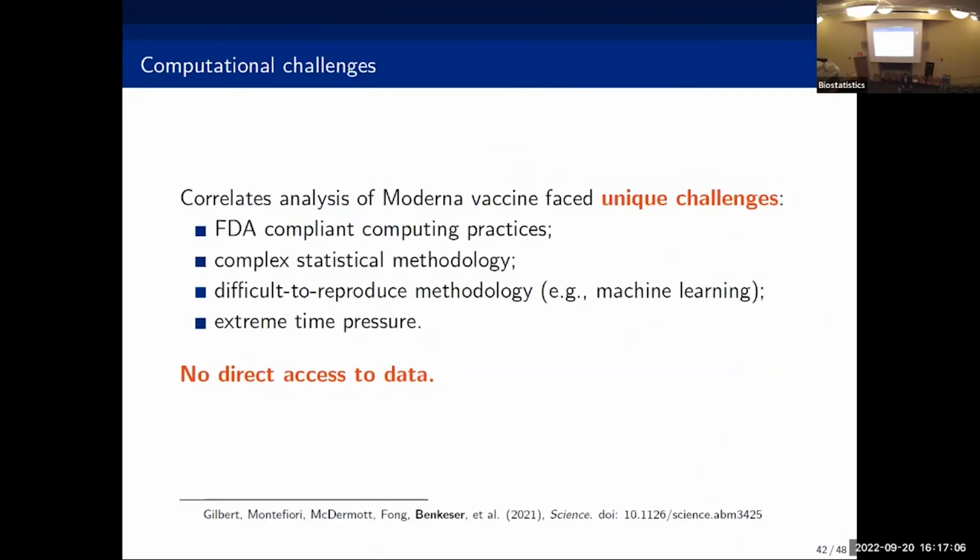So I'll finish by talking a little bit about some computational challenges. I put this in here because this represents another area of my work that I'm interested in, which is statistical computing and statistical computing for reproducible research.